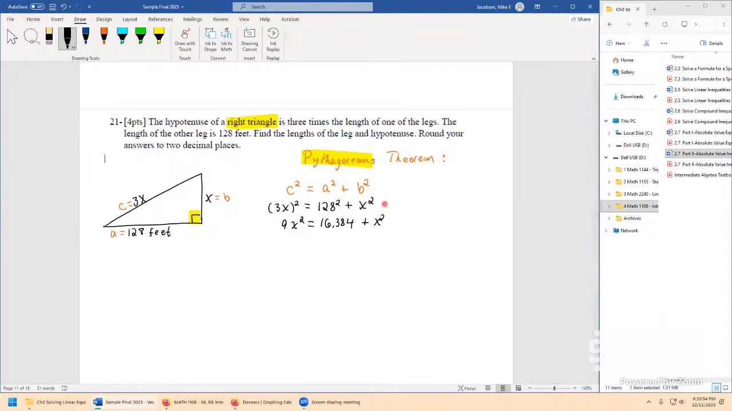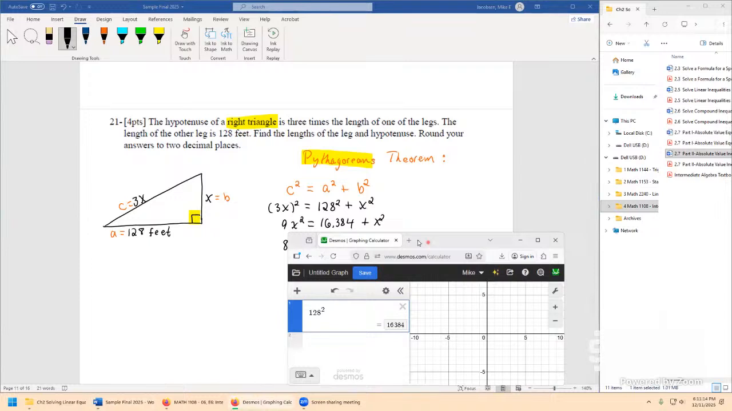Now we can subtract x squared from both sides. 8x squared equals 16,384. And you could get 0 on one side and start to factor. In fact, you could use, say, the quadratic formula if you really want to. But if you can isolate x squared, we'll just use the square root property on this one, fastest way to get through it.